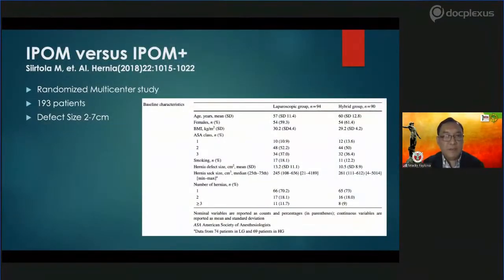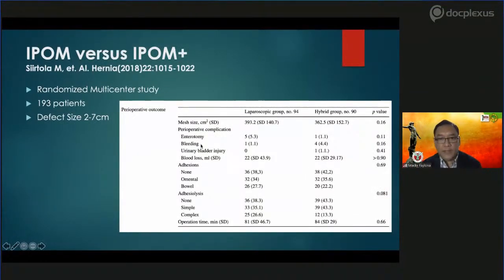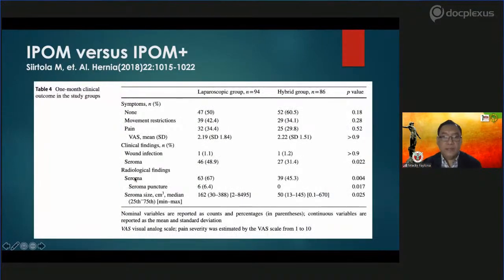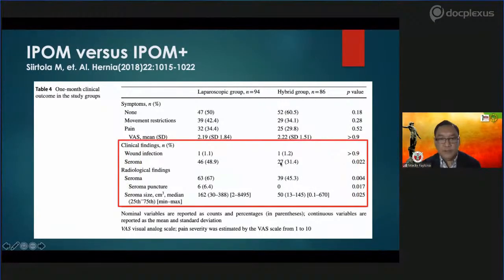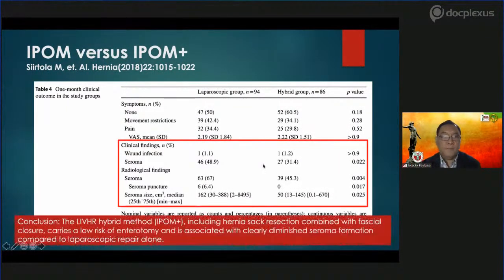So, some studies between IPOM and IPOM Plus. This is actually not just IPOM Plus. They decided in this arm to resect the sac and do some cosmetic things for the wound. So, a randomized study comparing the two. The parameters in terms of the BMI and the ASA and the others are almost similar. And if you look at the chances of enterotomy, it's much less with the hybrid group. The rest is comparable. And if you look at the seroma rates, the data here, the wound infection, mainly the seroma rate is much less in the hybrid group compared to the IPOM alone.